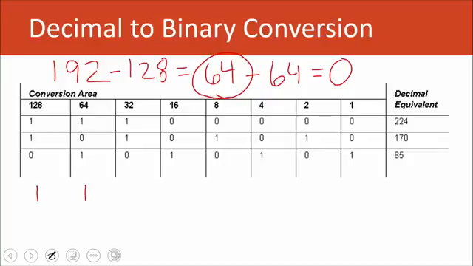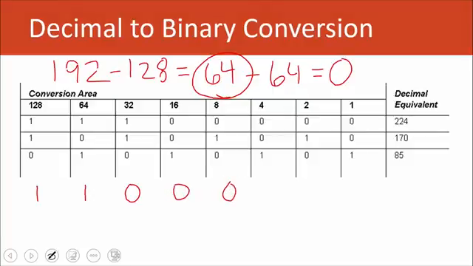I'm going to say, can I fit 32? Or rather, can I subtract 32 from 0? Well, no, there's nothing remaining, so I put 0. The answer is no, and that's what 0 represents: no, or false. Same thing with 16. I've got a 0 there.